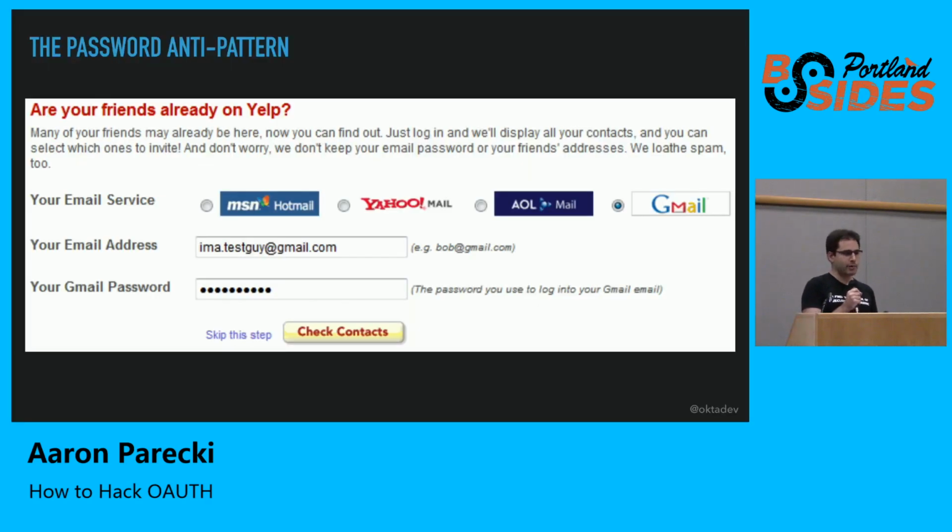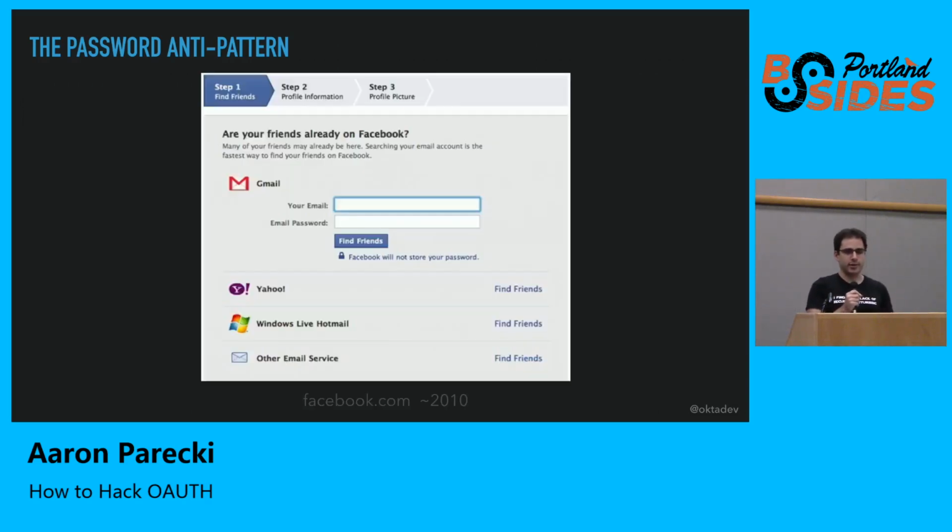Does anybody remember this kind of pattern? This was from about 10 years ago or so. It was very common. You would sign up for a new app like Yelp, and it would say, let's see if any of your friends are already using Yelp. It would ask you for your email address and the password for your email, which, yeah, you're all laughing because we now know that this is a terrible idea, right? Why would you let some random application log into your email account? But it wasn't just Yelp. It was everybody doing this, including Facebook. And they actually only shut this down a couple of months ago.